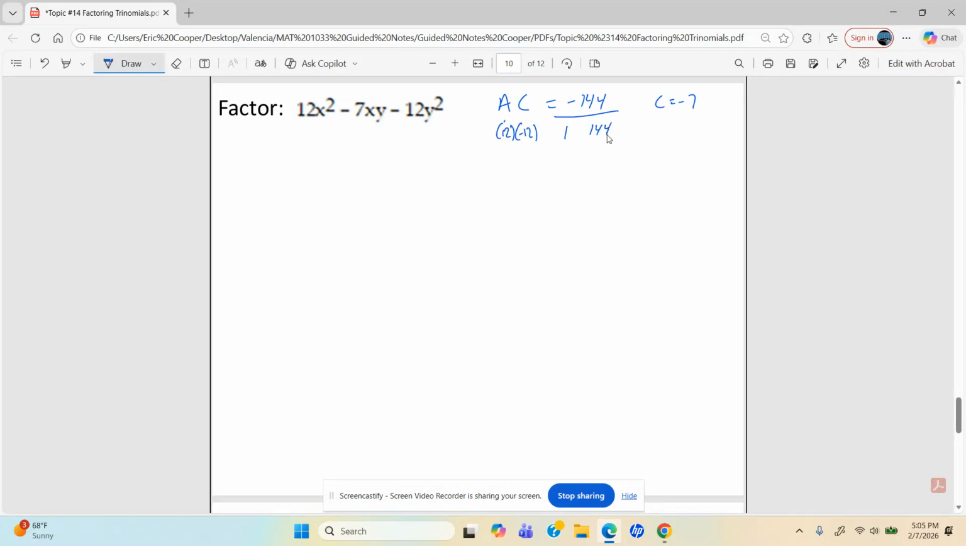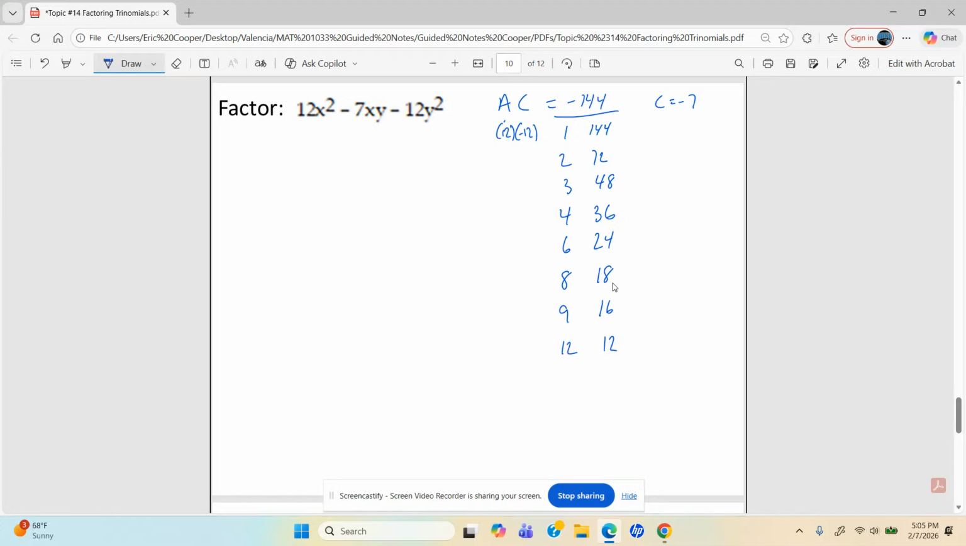A lot of multiples for 144. Let's make sure we get them all out here. We got 3 and 48. We got 4 and 36. 6 and 24. 8 and 18. 9 and 16. 12 and 12.